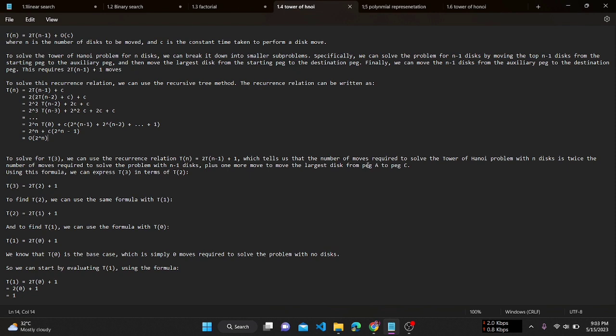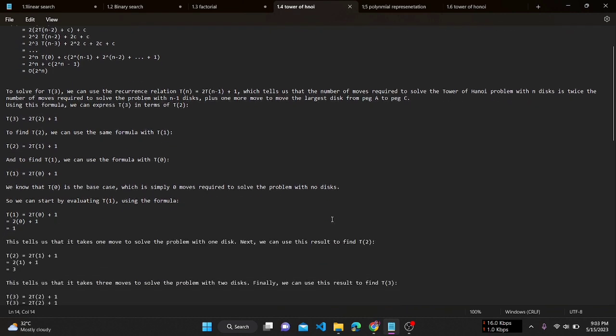T of 1 is equal to 2 times T of 0 plus 1, which is equal to 1. This tells us that it takes one move to solve the problem with one disk. Next, we can use the result to find T of 2. T of 2 is equal to 2T of 1 plus 1, which is equal to 3. This tells us that it takes 3 moves to solve the problem with 2 disks.